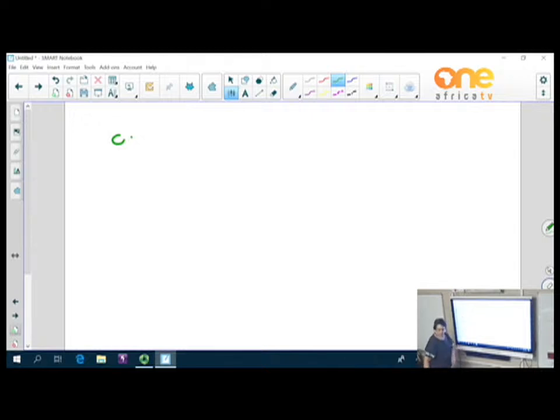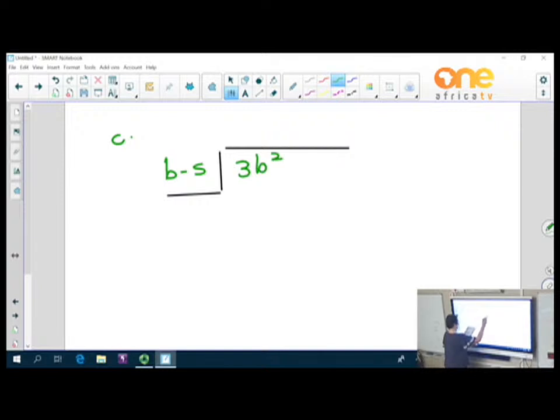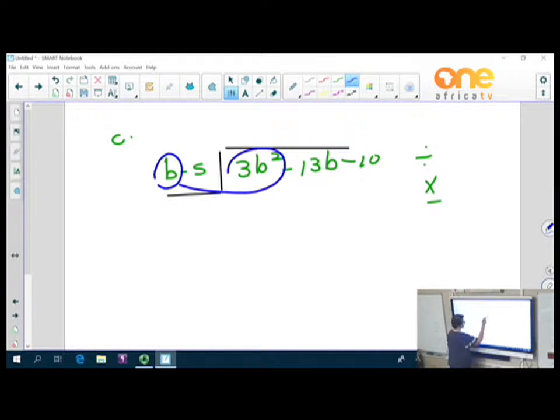Number C. Please try to do this now first before you mark it. So this is b minus 5, and I'm going to divide this into 3b squared minus 13b minus 10. 3 steps: divide, multiply, subtract. How many times will b divide into this first term? Only in that first term. 3b times. Multiply. So you have 3b squared minus 15b.